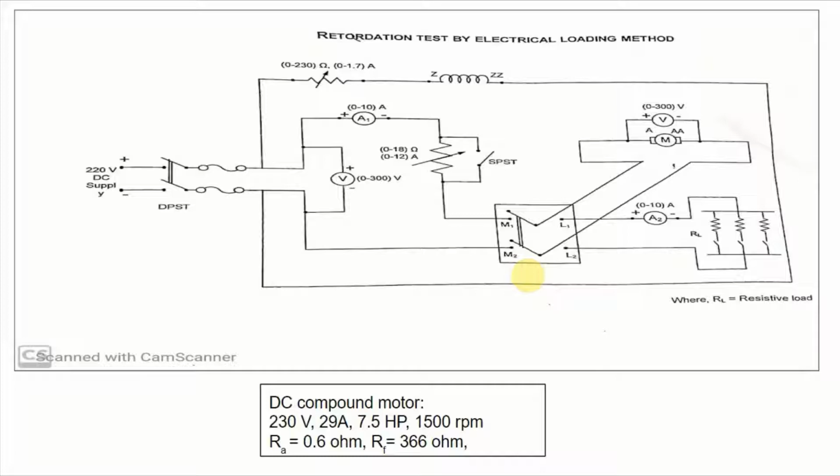speed up the motor to its rated value, and this DPDT switch will be in the M1 M2 position. Now what we do here is, using this DPDT switch, we throw the switch to the L1 L2 position. What happens here is, the motor will be cut off from the supply, but now this motor circuit will be connected to this load circuit.